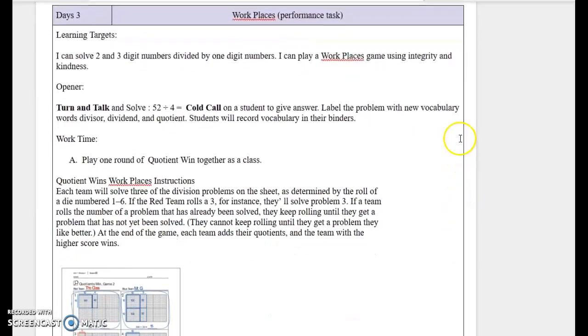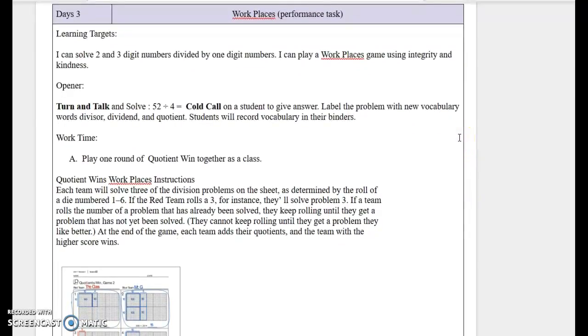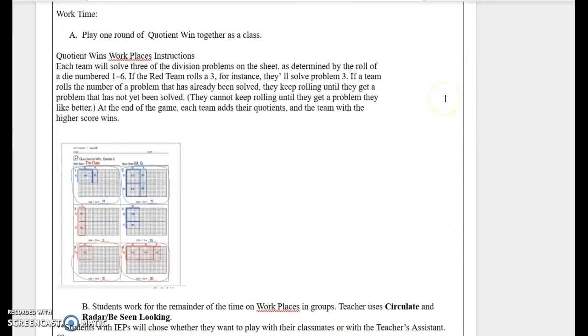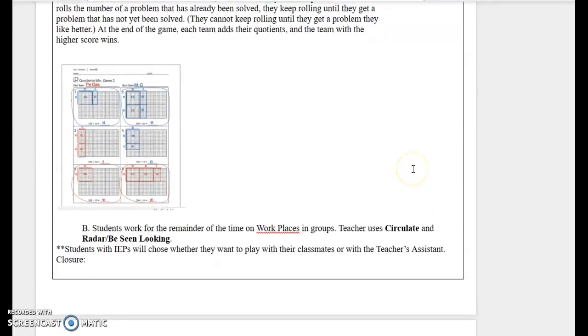Day 3: this program has games built into it, called workplaces. Our workplace for a division unit is called the quotient win game. First the students and the teacher will play together to give them an idea of how to do it as a whole class, and then they'll work in groups doing this workplace while I circulate and watch, making sure they're on task and playing the game how I want them to play it independently when I'm pulling small groups later in the week.